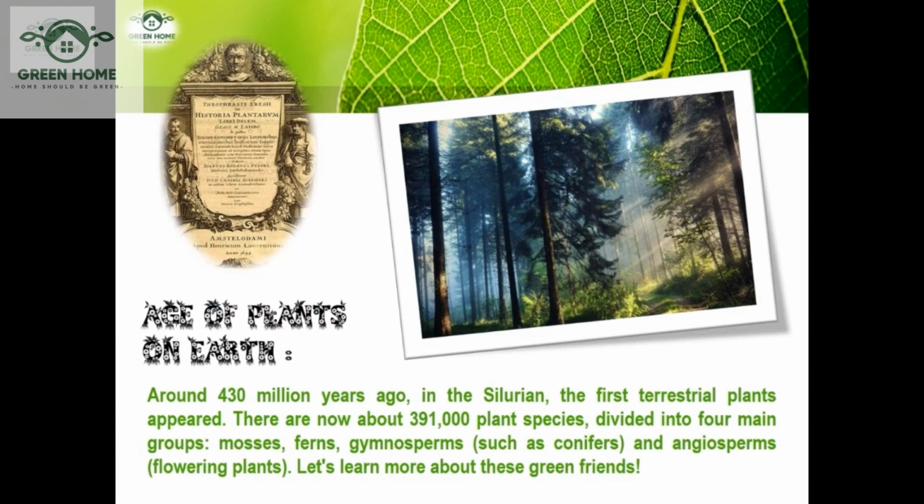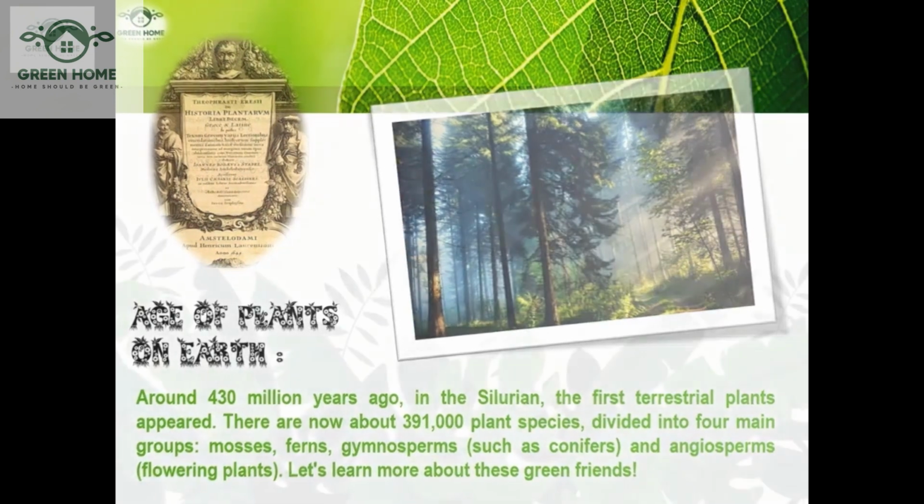Age of plants on Earth. Around 430 million years ago, in the Silurian, the first terrestrial plants appeared. There are now about 391,000 plant species, divided into four main groups: mosses, ferns, gymnosperms such as conifers, and angiosperms, flowering plants. Let's learn more about these green friends.